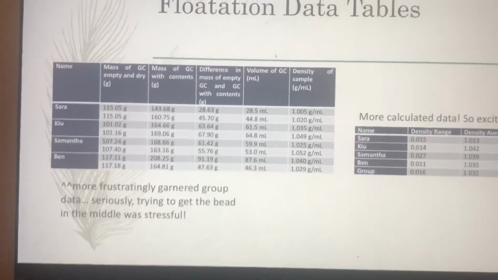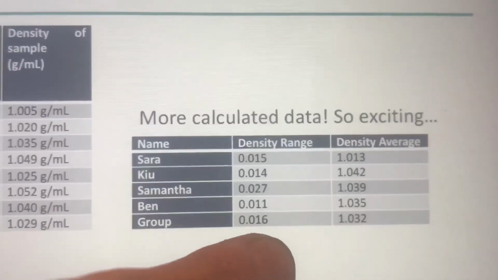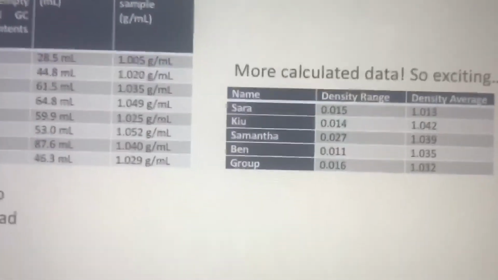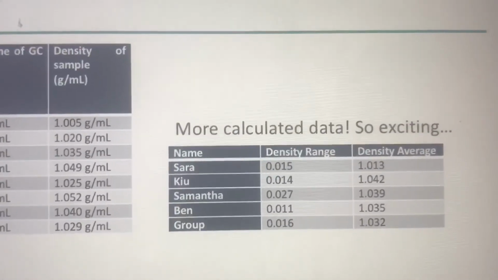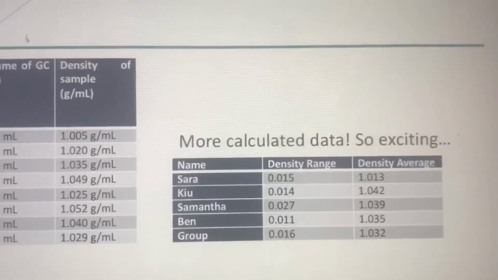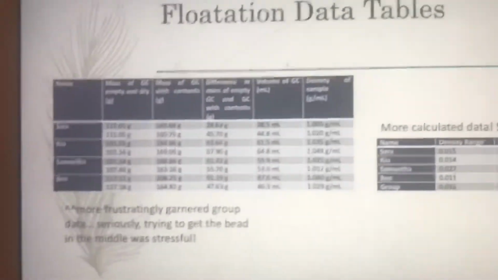All right, so group data. You can see the range is a lot smaller here. It's 0.016, but the density is still pretty close to what it was for displacement. Displacement was 1.030, and this is 1.032 grams per milliliter. So we'll get to that later.